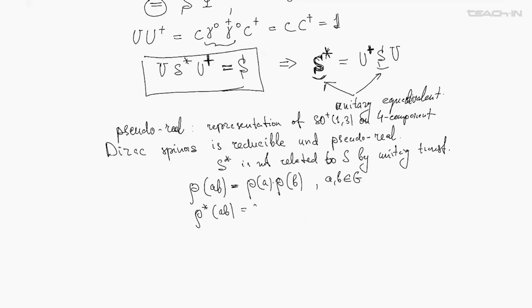And then the question you can ask is, how is this rho star related to rho? Is it completely new? Is it unitary equivalent to the original representation, or is it absolutely the same as the original representation? The answer to this question gives a classification of representations as real, pseudo-real, and complex. And for the case of the Lorentz representation of SO+(1,3) on 4 component Dirac spinors, we learn that such a representation is pseudo-real. That's interesting. That's something you will learn here.